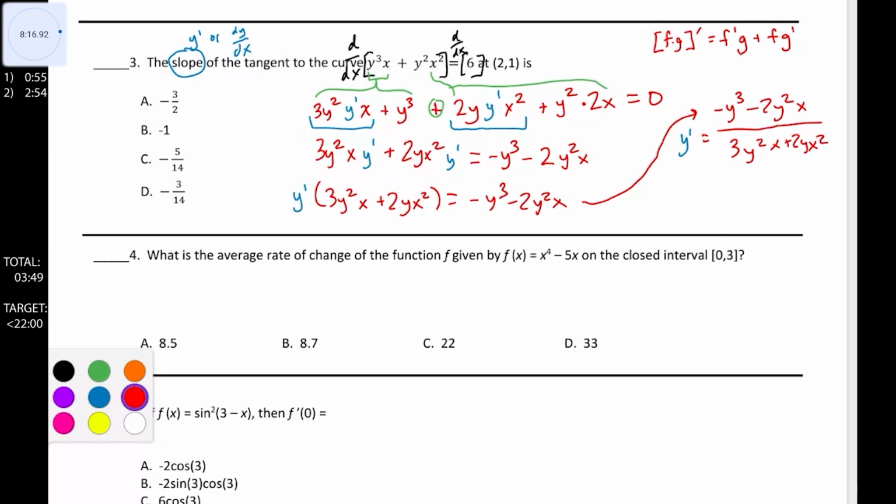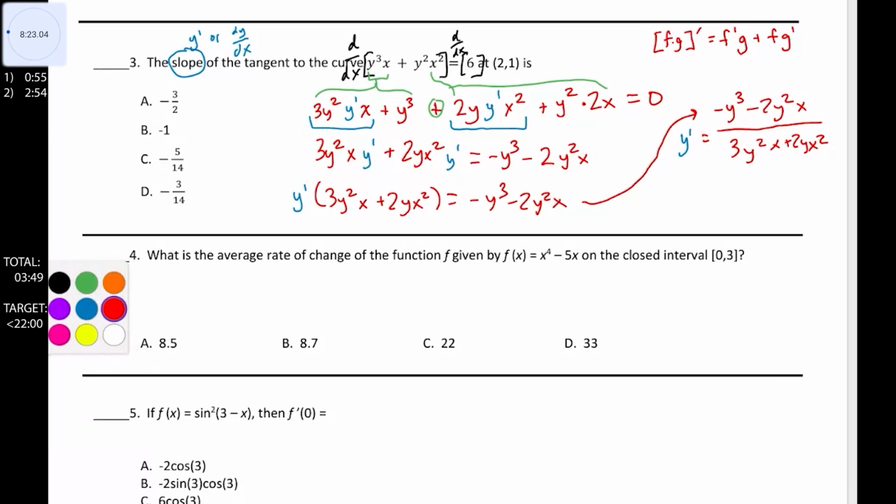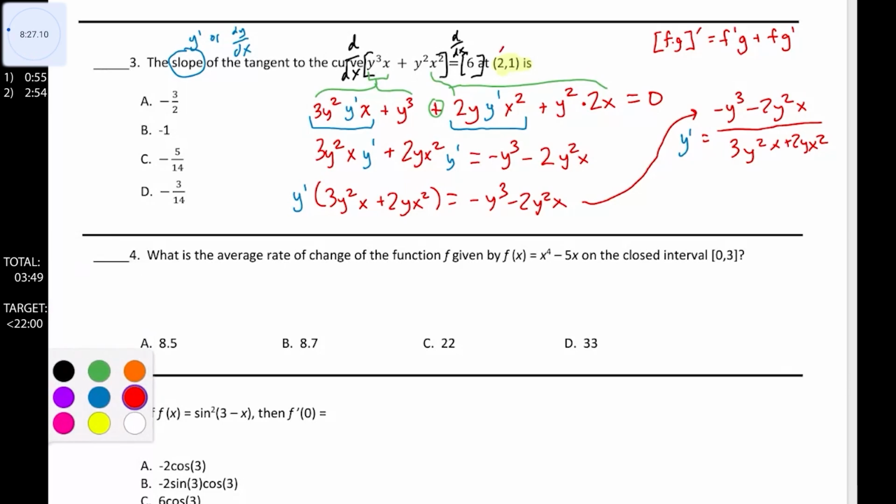So we've got our equation for dy dx, that's the slope of the line, and now we want to evaluate that at 2, 1. So we're going to plug in 2 for x, 1 for y, and just start evaluating here. So 1 cubed is just going to be 1, so we get negative 1, minus 2 times 1 squared. So 2 times 1 times 2 is going to be a minus 4.